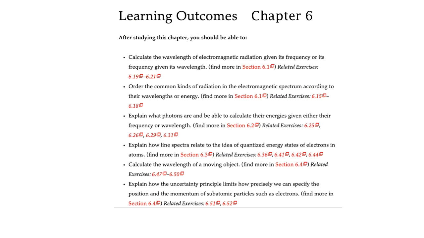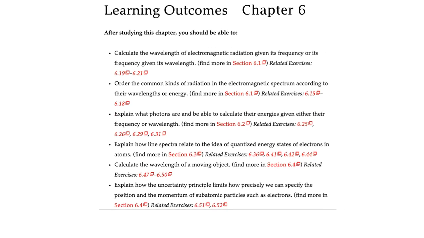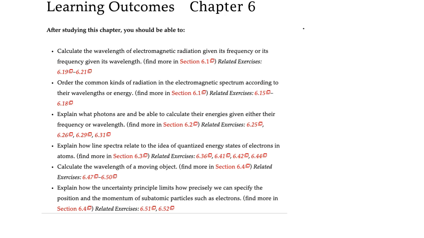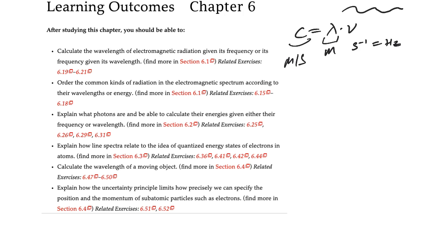Okay, some learning outcomes for chapter 6. So we should be able to calculate the wavelength of electromagnetic radiation, so calculate frequency and wavelength. So of course c is equal to lambda times nu. So the wavelength has units of meters. The frequency is the wavelength cycles that are completing per second. So this has a unit of inverse seconds. That's equal to a hertz unit. So meters times inverse seconds give you the units of meters per second for your speed of light.